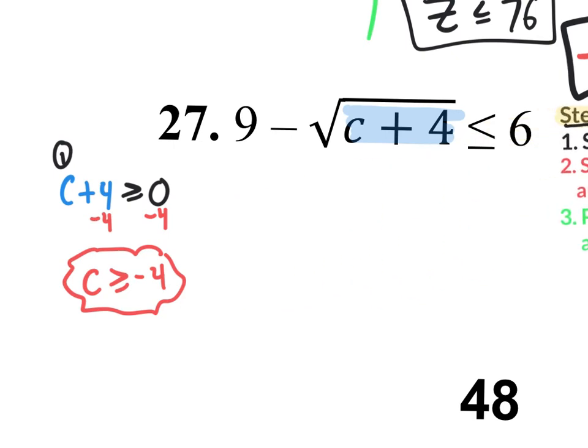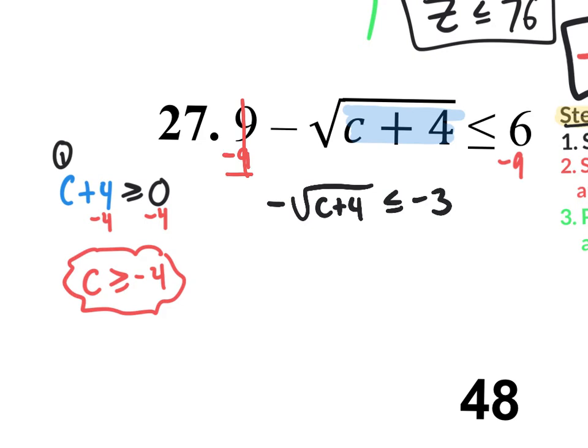All right, so let's solve the entire inequality. Here's the entire inequality. Let's solve it. You want to first isolate the square root. So we need to get rid of that 9 by subtracting 9. We do to one side, do to the other side. You will end up with negative square root of c plus 4 is greater than or equal to negative 3.